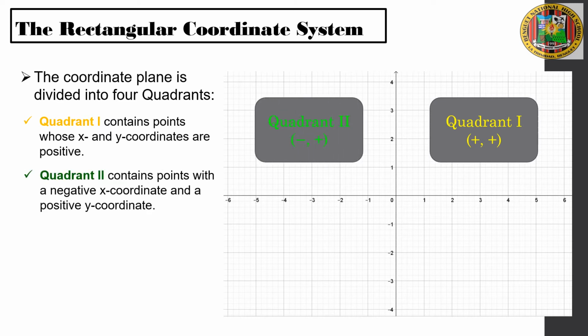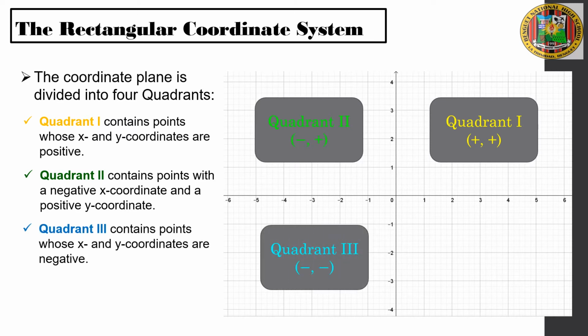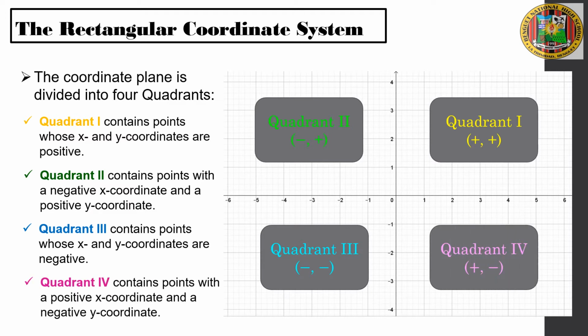Quadrant 2 contains points whose abscissa is negative but whose ordinate is positive. Quadrant 3 contains points whose abscissa and ordinate are both negative. And finally, quadrant 4 contains points whose abscissa is positive but whose ordinate is negative.